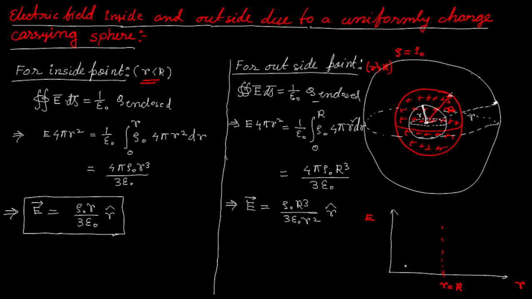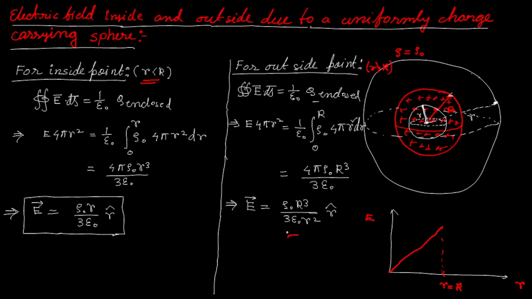At r equals 0 up to capital R, the electric field will vary like this, proportional to r. So at r equals 0, the electric field will be 0, and then as you increase the value of r, the electric field will increase up to capital R. As soon as you cross the surface r equals capital R, you lie outside the spherical surface. So when you are outside the spherical surface, the electric field will vary like this.